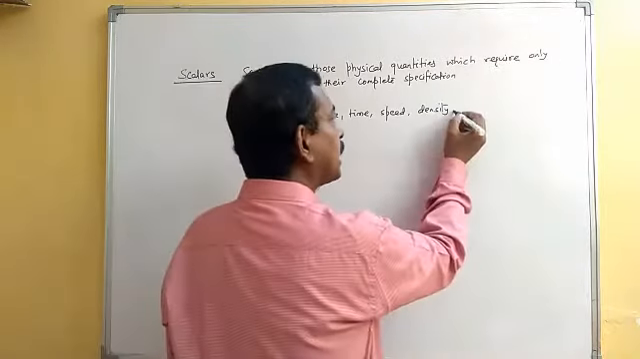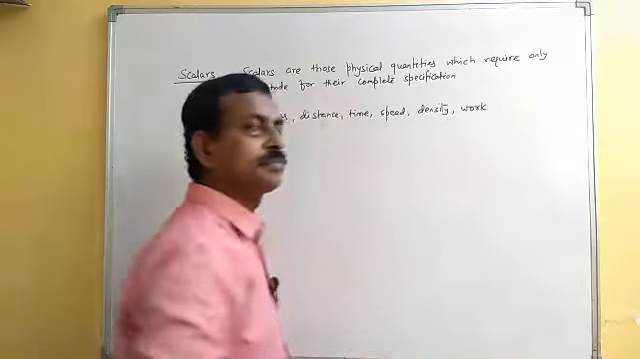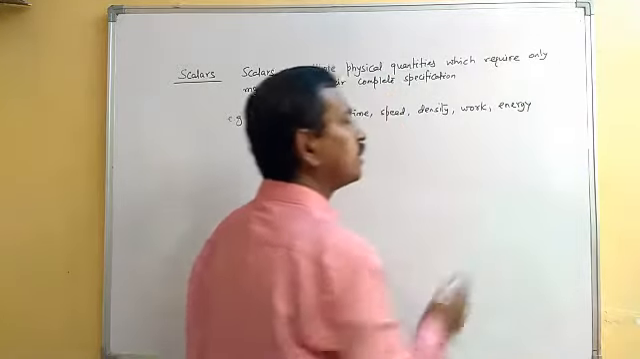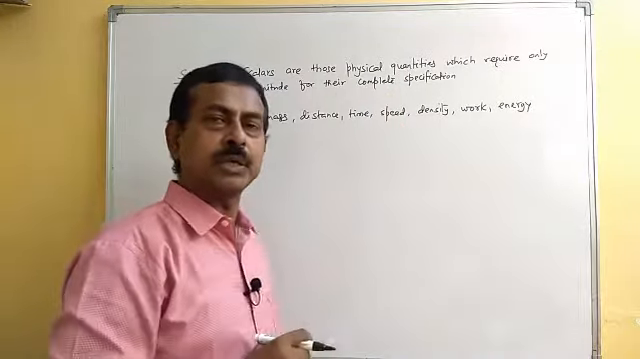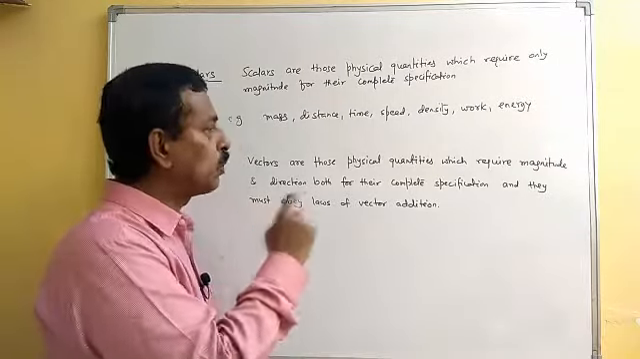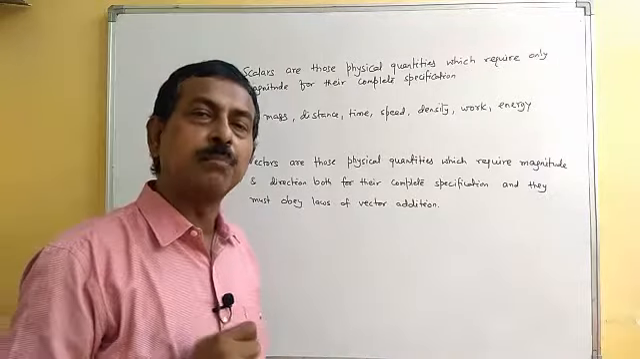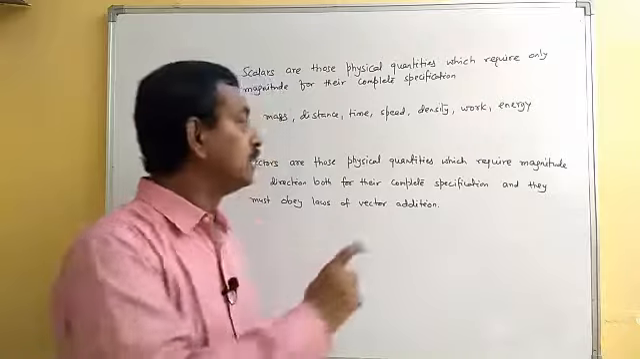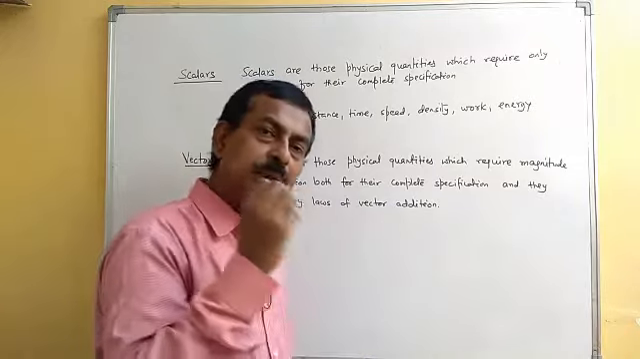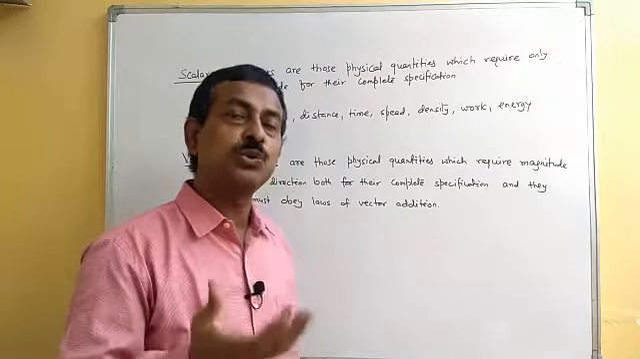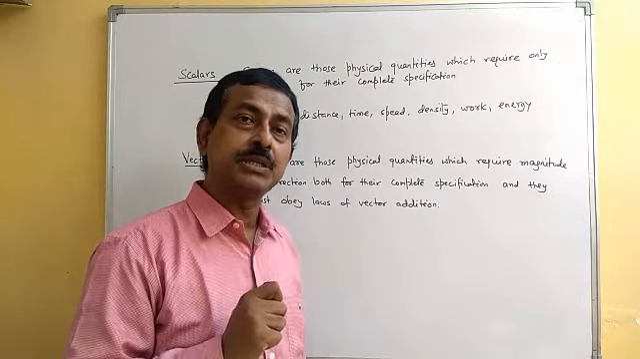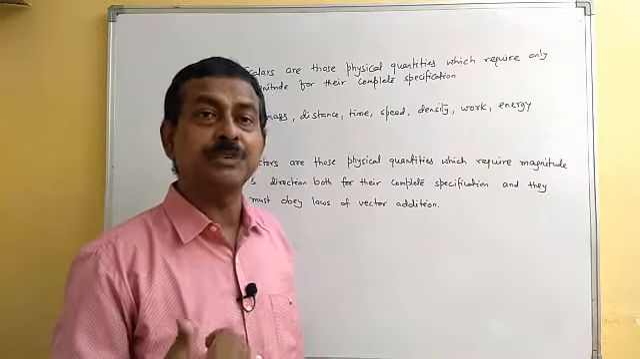Here we can also take work done, and energy in any form; all of these will be scalar quantities. And then vectors: vectors are those physical quantities which require both magnitude and direction for their complete specification, and they must obey the laws of vector addition. This is very important. There may be physical quantities which have both magnitude and direction for a given case, but as they do not obey the laws of vector addition, they are taken as scalars, not as vectors.